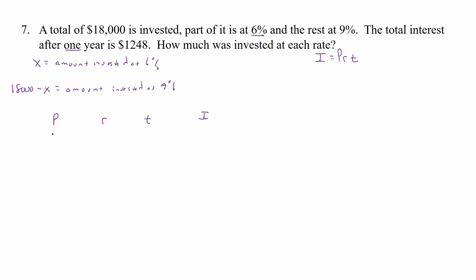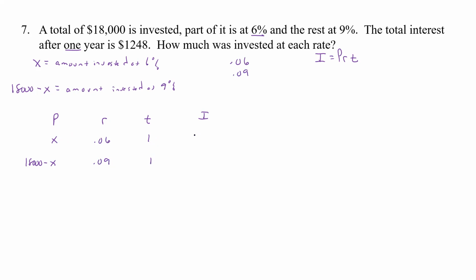So P is going to be how much they invested. Well, they invested x, and they invested 18,000 minus x. Now, what was the rate? Remember, when we do rates, we have to convert both of those to decimals. So that's going to be 0.06 and 0.09. Time was 1, so we don't have to worry about that one. Now we just multiply: P times R times T is equal to I.